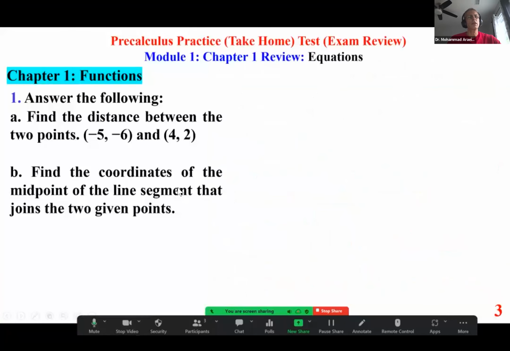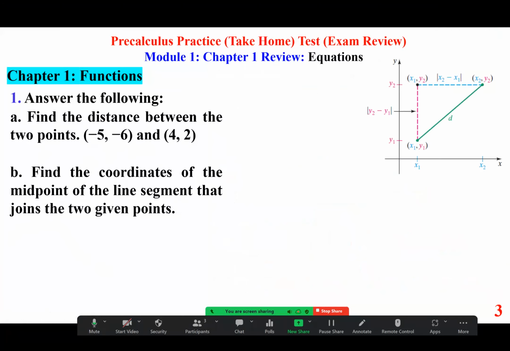So the very first thing is we want to answer the following. Find the distance between the two points (-5, -6) and (4, 2). We also find the coordinates of the midpoint of the line segment that joins the two given points. Right, first and foremost, let me remind everyone about the formulas.